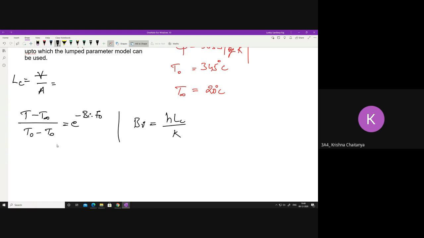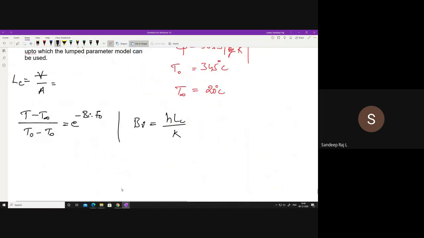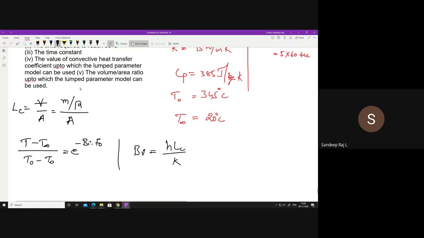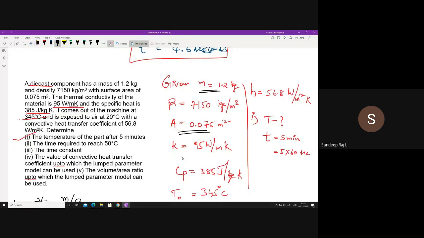Directly is mass by density, sir. The important part here is she has given you the mass. Since the mass is given and you need a volume, volume is equal to mass by density. And the area value he has given you in the problem.